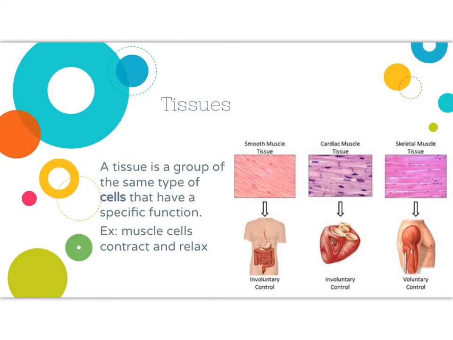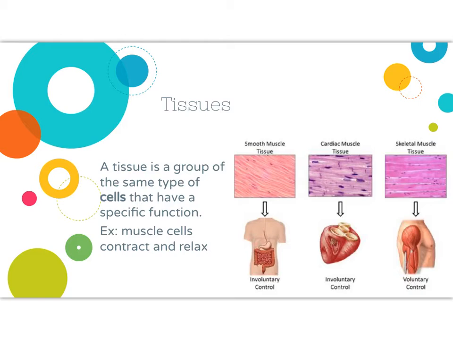Tissues are the next largest living thing. A tissue is a group of the same type of cells that have a specific function. For example, we have muscle cells that contract and relax, and there's even different types of muscle cells. So we can see smooth muscle tissue. Part of our digestive system would be these long cells here. We see cardiac tissue. So cardiac muscle tissue is found in our heart. And they look different. They're long and skinny still, like muscle tissues.